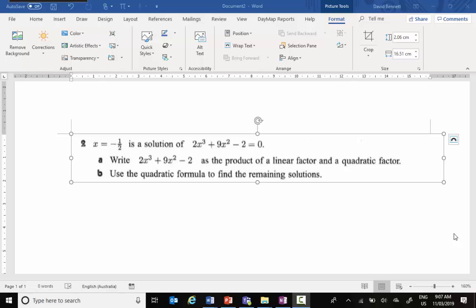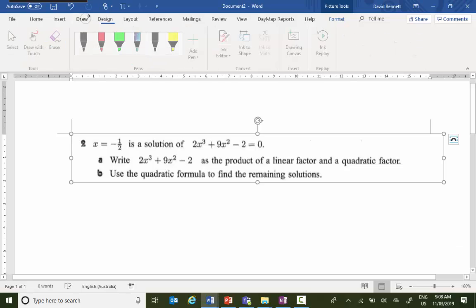Now we're going to be looking at question 2 today, one of these examples where you've got to factorise a cubic polynomial. It's told you that x equals minus a half is a root, a solution of that. That's what it means. And then you've been given the rest of it. So it says write that as a product of linear factors and a quadratic factor, and then use the quadratic formula to find the remaining solutions. Obviously it doesn't come out very easily, so let's do that.